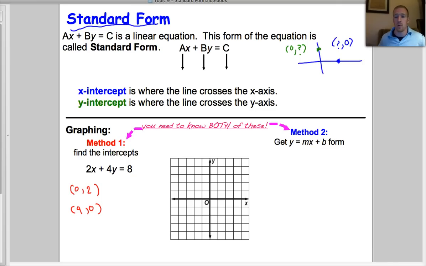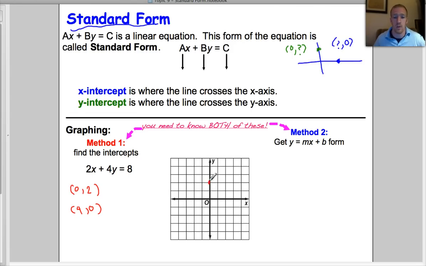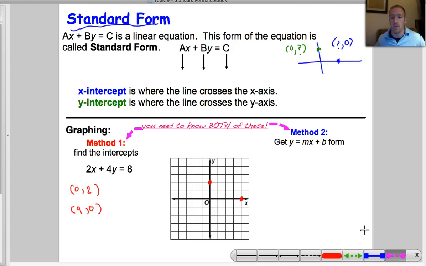So those are my 2 points. So I can just graph it right now. I have 2 points. That's all I needed to graph a line. So there we go. 0, 2, and 4, 0. There's my line.